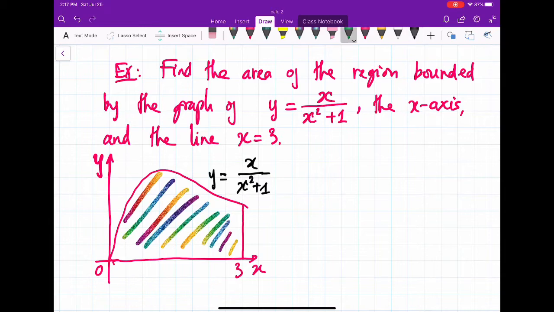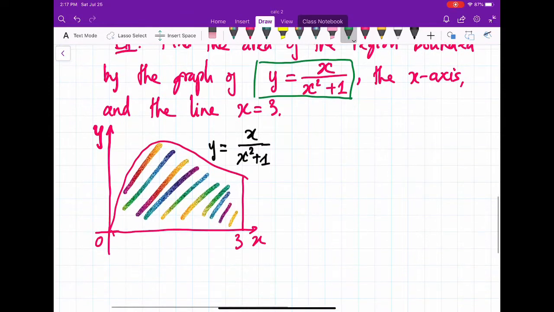Now let's solve the following area problem. They give us some function y equal to x over x squared plus 1. And they ask us to find the area of the region bounded by the graph of this function, the x-axis, and the line x equal to 3. So this is the line x equal to 3. Okay. The x-axis is right here. And the graph like this.